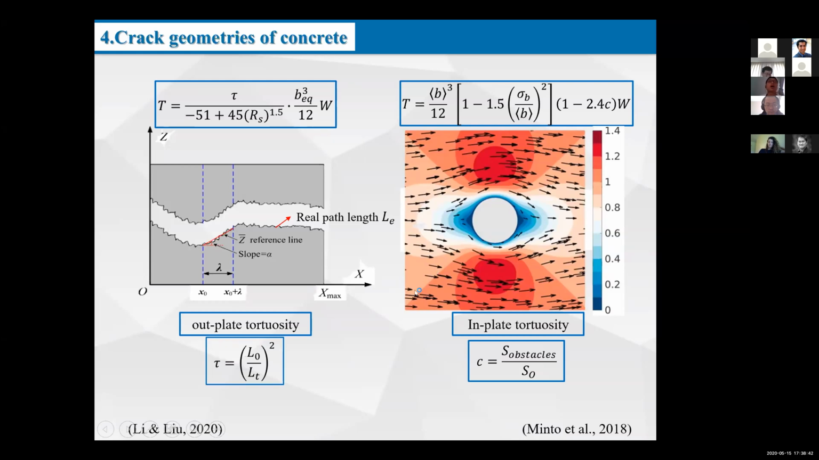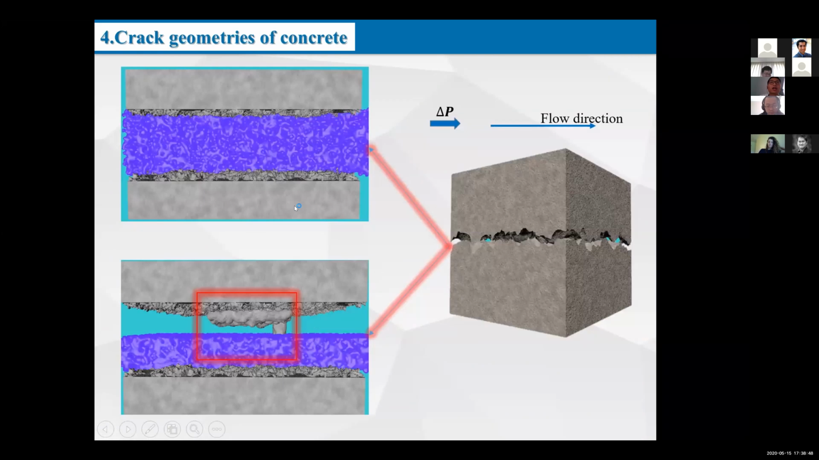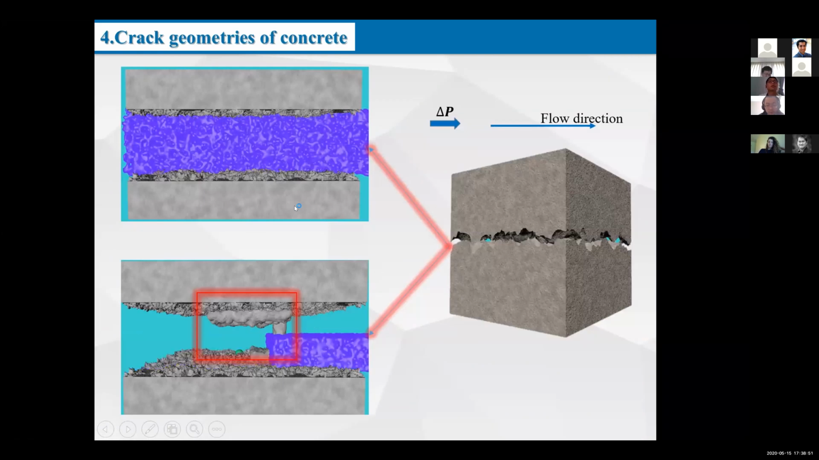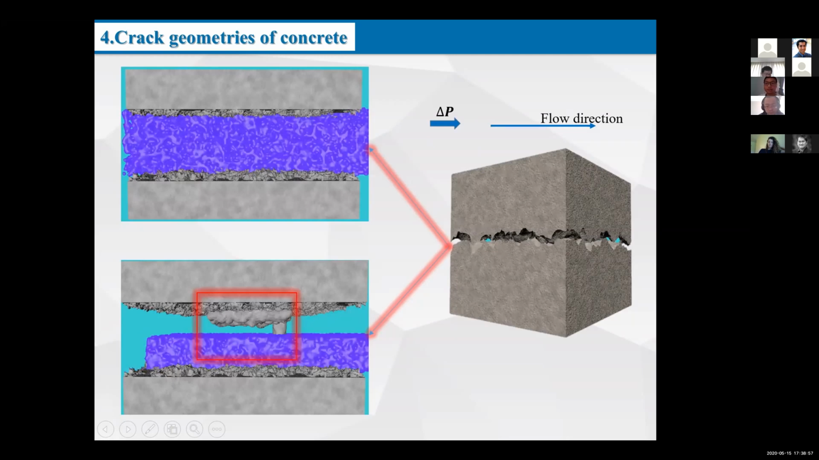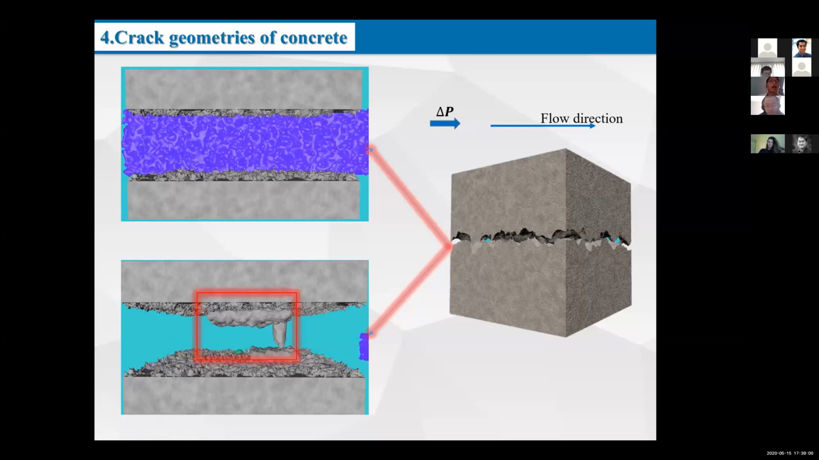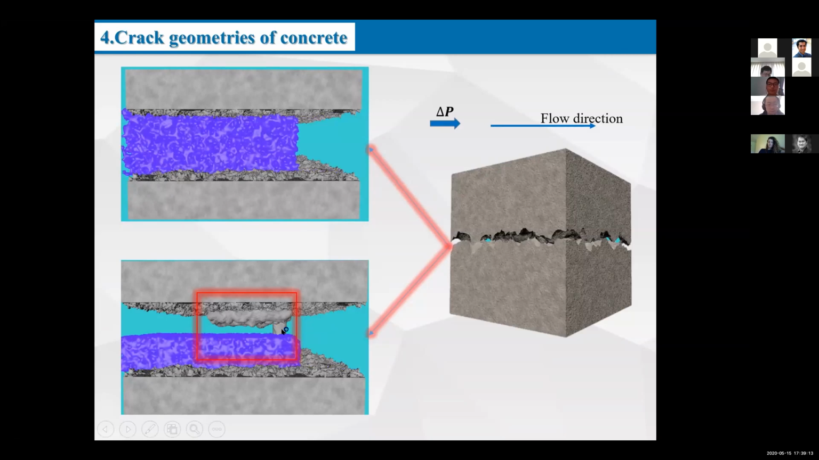And while there is a real crack, there are not just surface roughness and tortuosity in the crack. There will be many obstacles in the crack void space, and then how the obstacles influence the permeability of the crack.